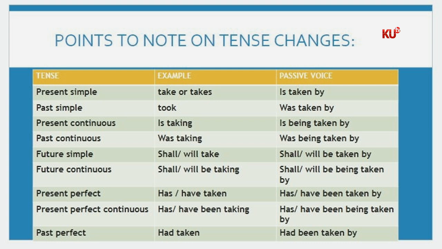Finally, we have past perfect. When you have past perfect, it uses had plus verb. For example, here we have had taken. John had taken my book. It becomes my book had been taken by John. So that is how we change in consideration with the tenses that we have.